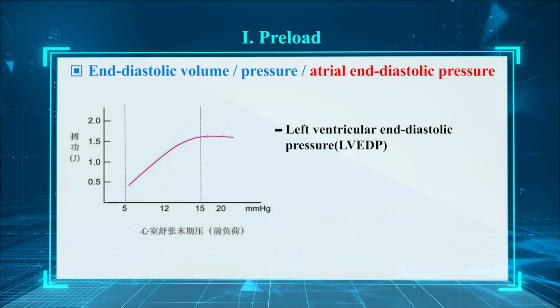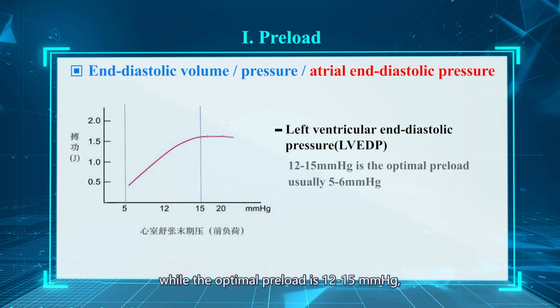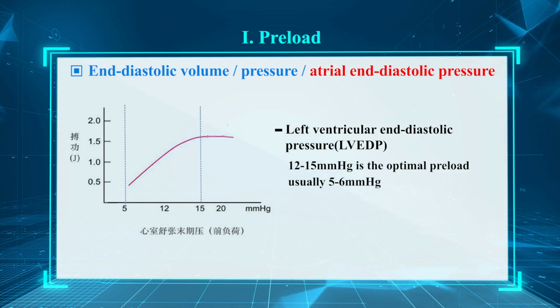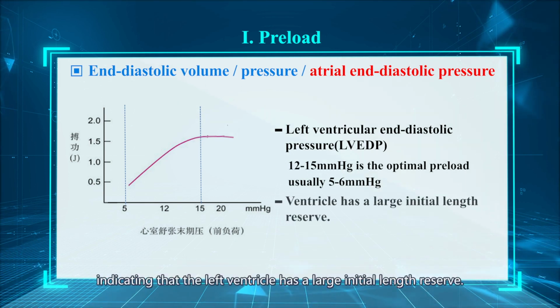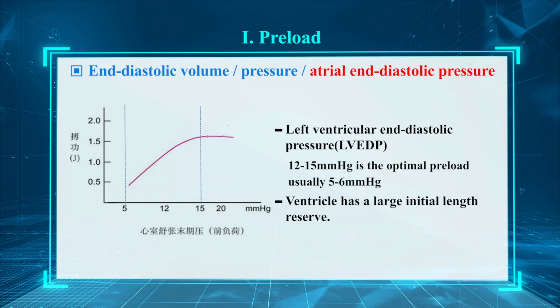At normal, the left ventricular end-diastolic pressure is only 5 to 6 millimeters of mercury, while the optimal preload is 12 to 15 millimeters of mercury, indicating that the left ventricle has a large initial length reserve.